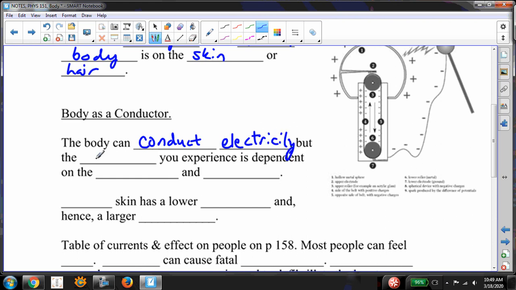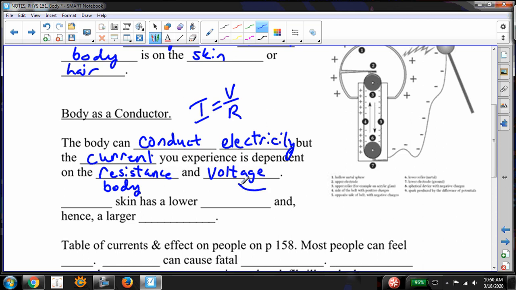It can conduct electricity. But the current you experience is dependent upon the resistance and the voltage. Remember, current is I, and it's equal to V divided by R. So that current is dependent upon the resistance, and of course that's a function of your body. Does your body have a high or low resistance? And then it also is dependent on the voltage, and that's dependent on the source of the electricity.